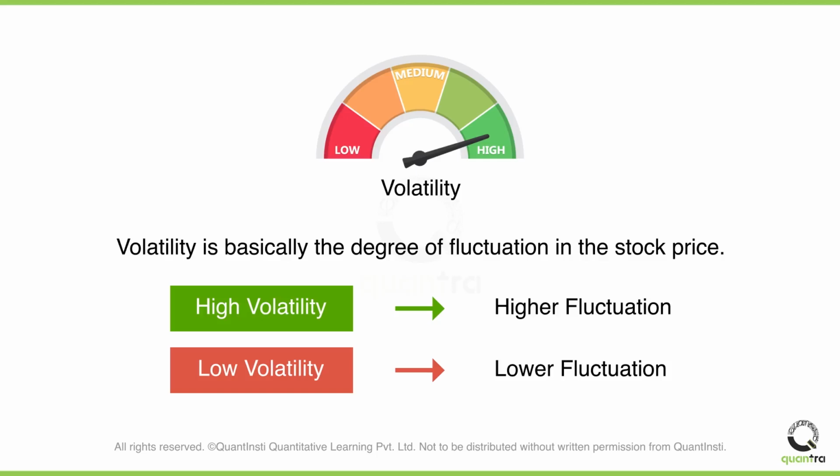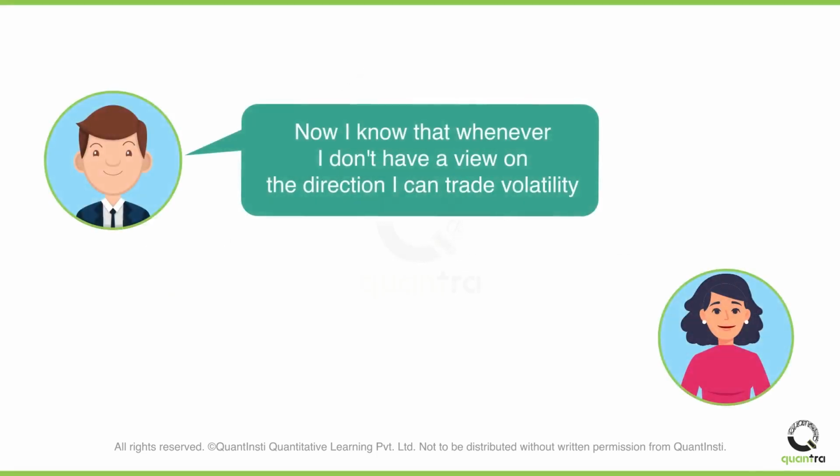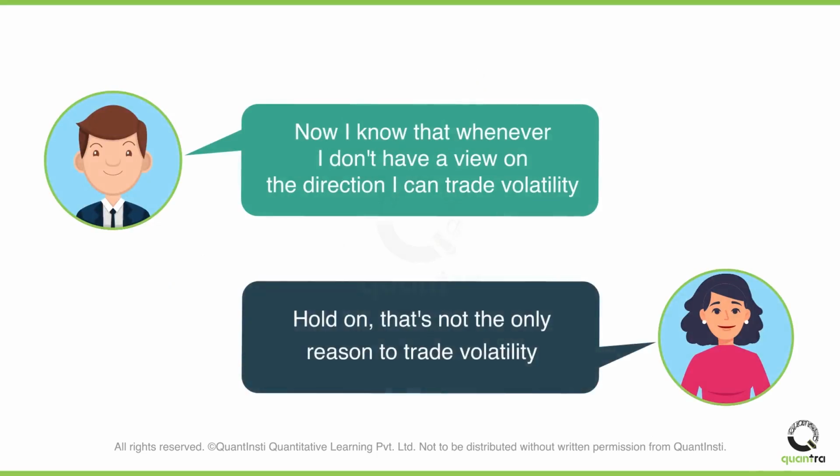That's great. Now I know that whenever I don't have a view on the direction, I can trade volatility. Hold on, that's not the only reason for trading options volatility. You should think of it this way: whenever you want to trade something, you need some predictability. And that's what we do while trading volatility. We try to gain predictability of volatility, so that we can select the right strategies.